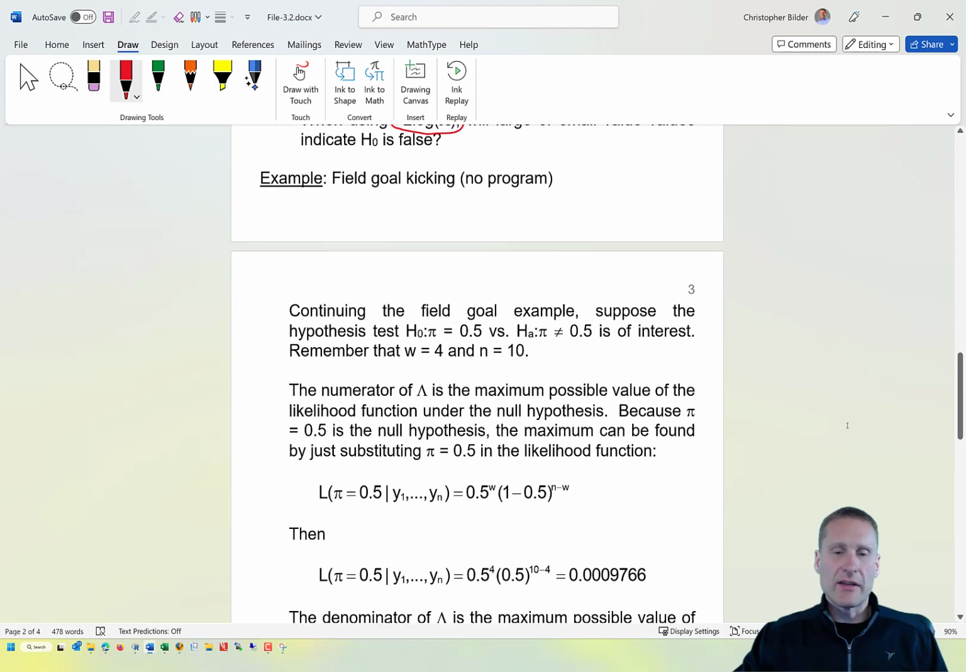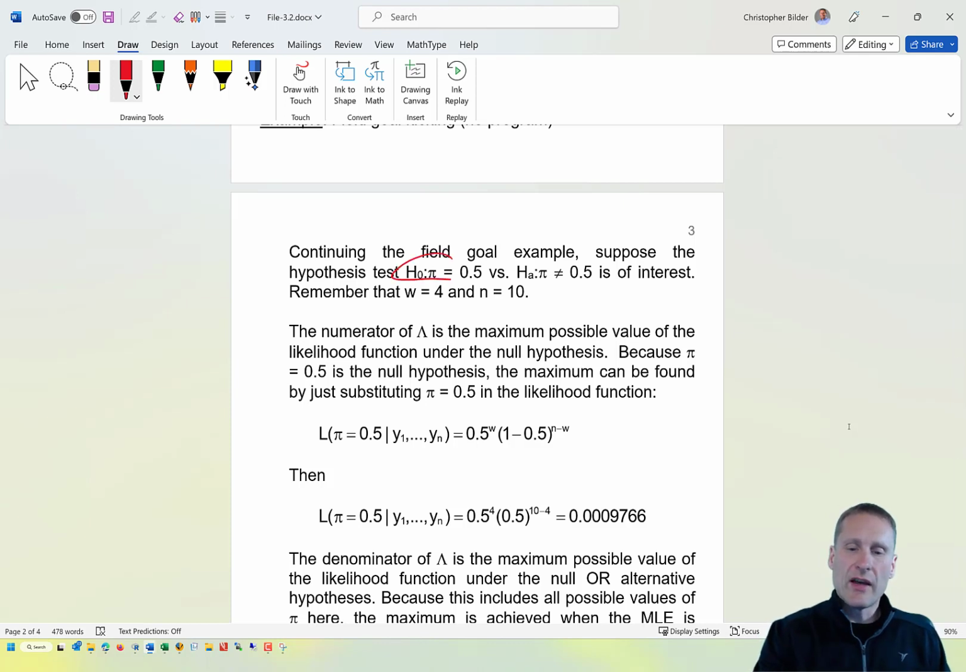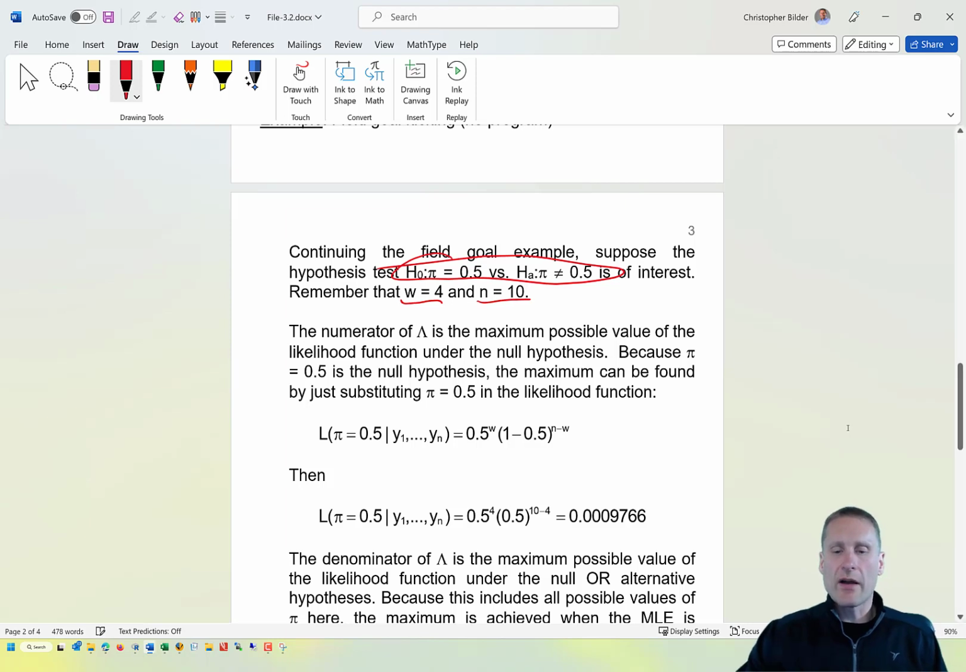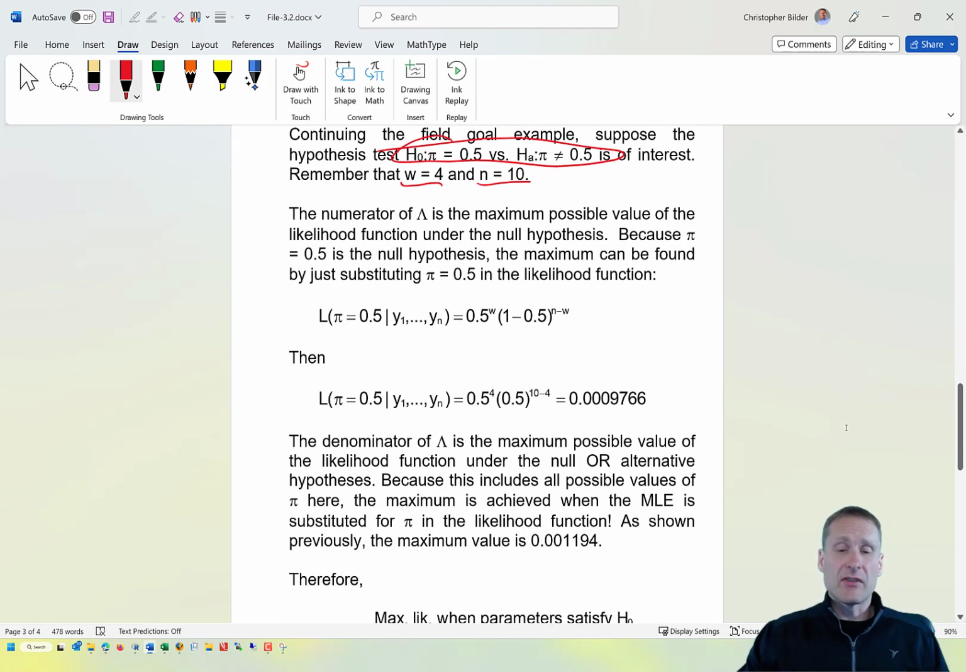So let's take a look at a quick example here. This is with respect to field goal kicking once again. Suppose I want to test, is pi equal to 0.5 or not? I observe 4 successes out of 10 trials. I need to calculate my lambda statistic. First of all, the numerator assumes the null hypothesis is true, the maximum possible value of that likelihood function if the null hypothesis is true. Since I only have one parameter in my likelihood function, the maximum possible value occurs when I have pi equal to 0.5. And so I can go ahead and calculate my likelihood function in that scenario.